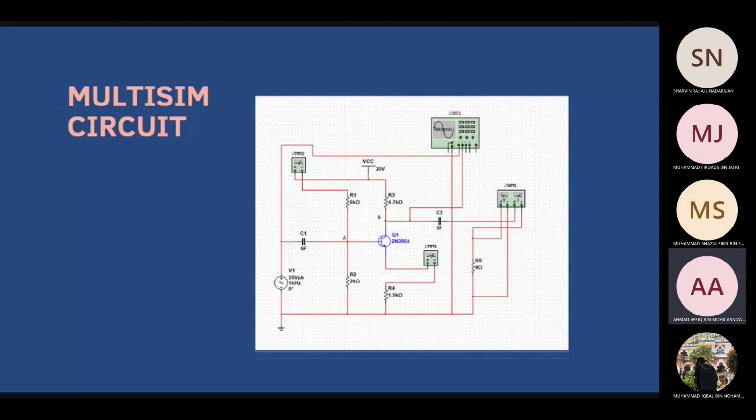The Multisim circuit that we use for this prototype. Okay. Next.